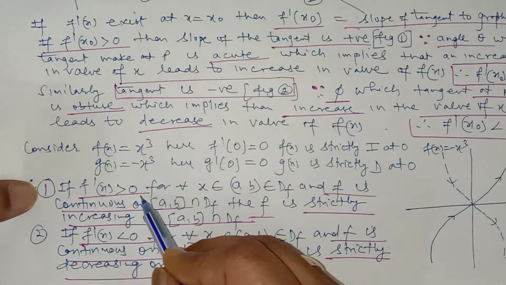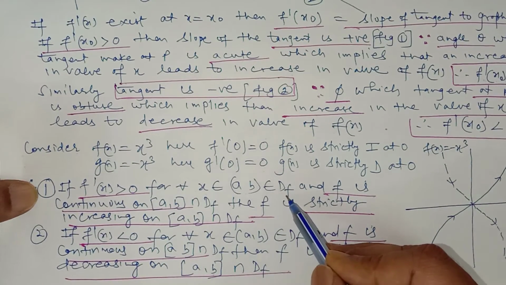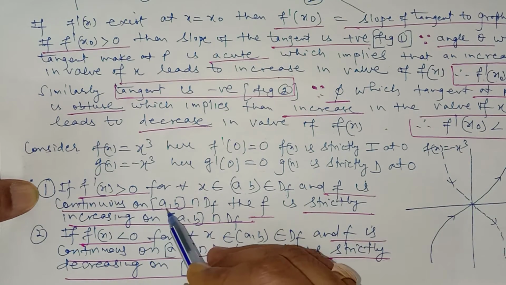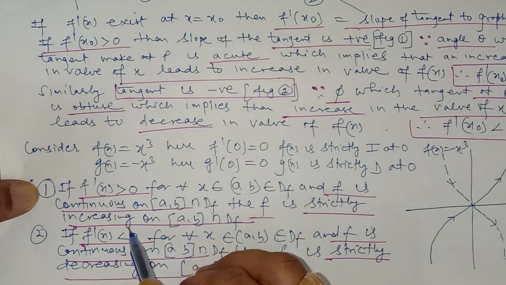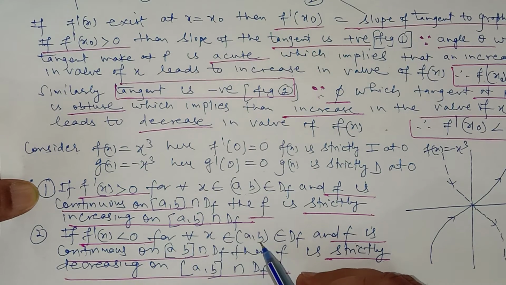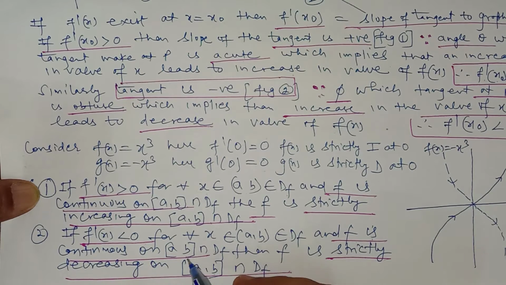Now, if f'(x) is greater than 0 for all x belonging to the open interval (a, b) in the domain of f, and f is continuous on [a, b], if it is a continuous function, then it is strictly increasing. Now, if f'(x) is less than 0 for all x in the open interval (a, b), and f is continuous on the closed interval [a, b], then f is strictly decreasing in the interval [a, b], which is a subset of the domain of f.